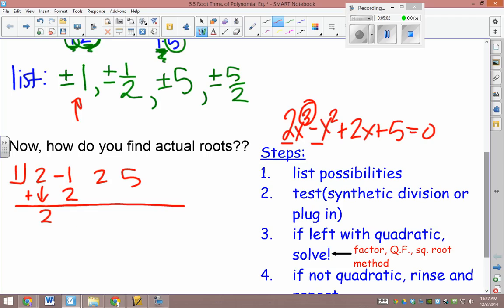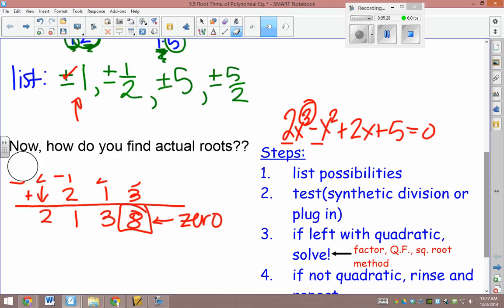Add them together, we get 1. 1 times 1 is still 1. Add them together, we get a 3. 3 times 1 is 3. We add them together, we get 8. So what we're looking for here is a remainder of 0. If you do not get a remainder of 0, that means that this thing you just tested is not actually a root. So I tested positive 1, not a root. So then you got to move on. You got to go back and check something else.